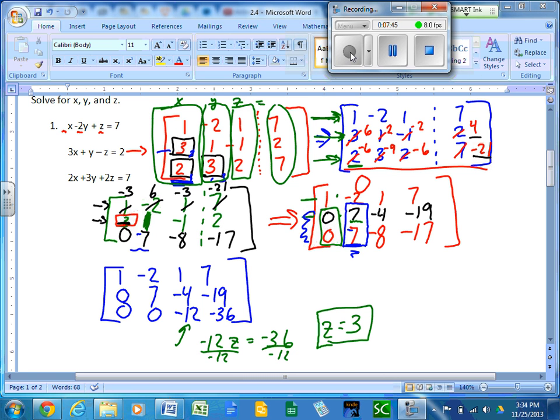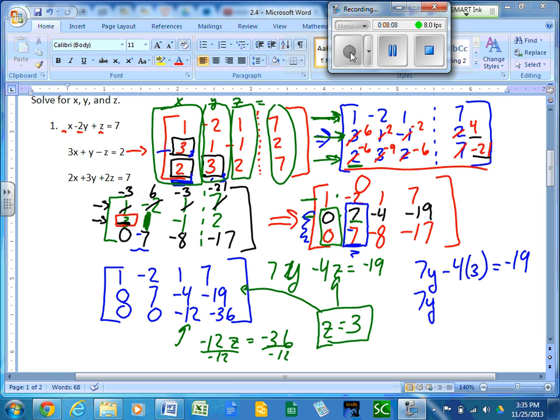Why this is nice is because the next one falls apart. We know what z is. This next equation reads 7y minus 4z equals negative 19. Well, I already know what z is, so let's plug it in. So I have 7y minus 4 times 3, because that's what z is, equals negative 19. 7y minus 12 equals negative 19. Add 12, add 12. 7y equals negative 7. y equals negative 1. So far I found z and I found y.